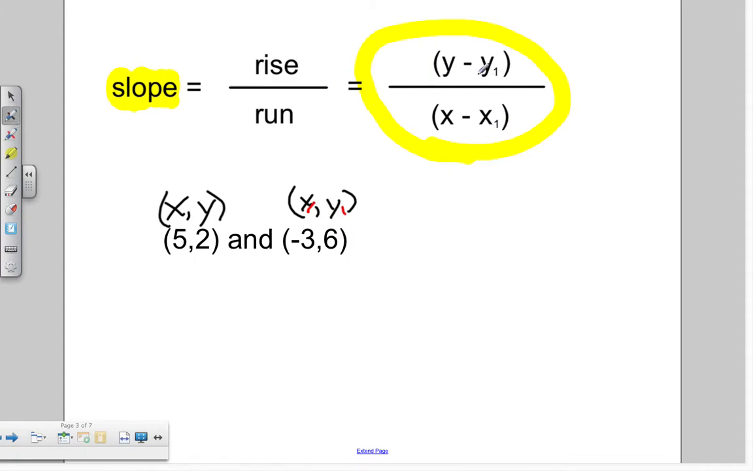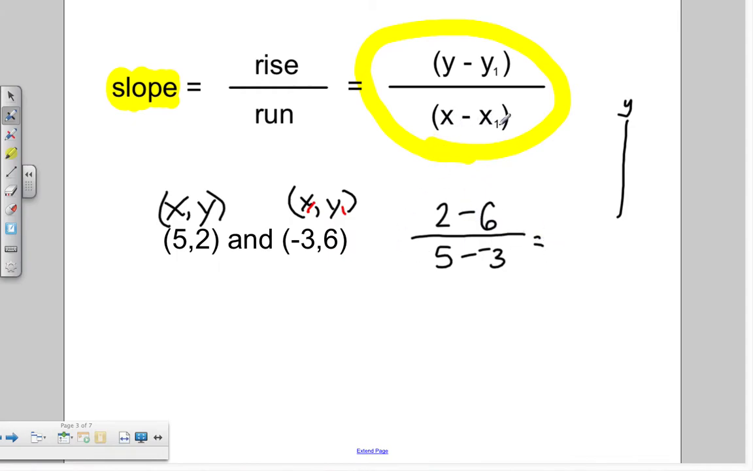So now I basically want to figure out what is the change of my y value, because that would be the rise, right? When you rise on a graph, you're talking about a vertical change, and that's referring to the y-axis. So I want to know, what is my change in y? So I take my y, which is 2, and I subtract y1, which is 6. Okay, so I need to do that problem for the top of my fraction. Then on the bottom of my fraction, I take my x, which is 5, and I subtract my x1, which is -3, double negative there. And now I'm going to actually do this problem.